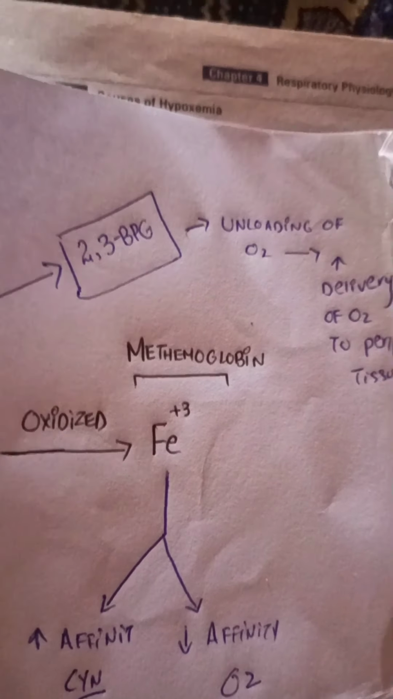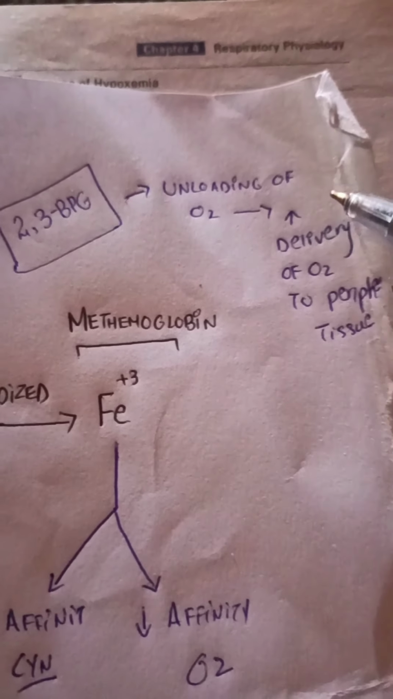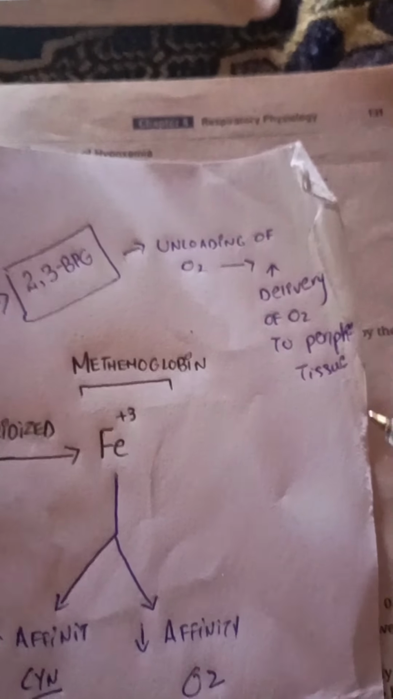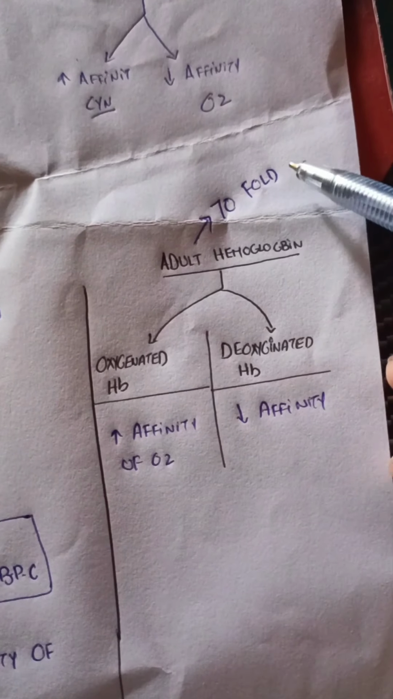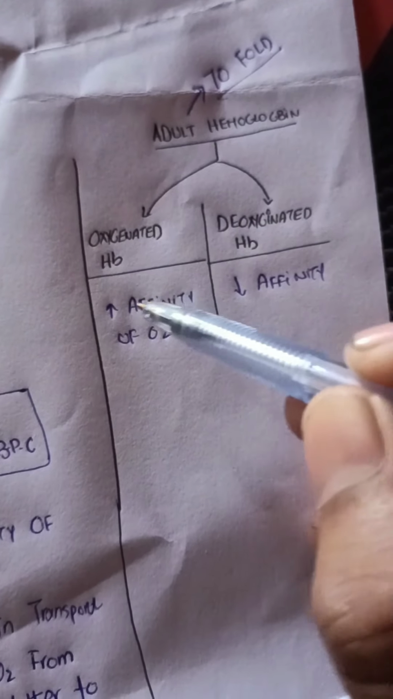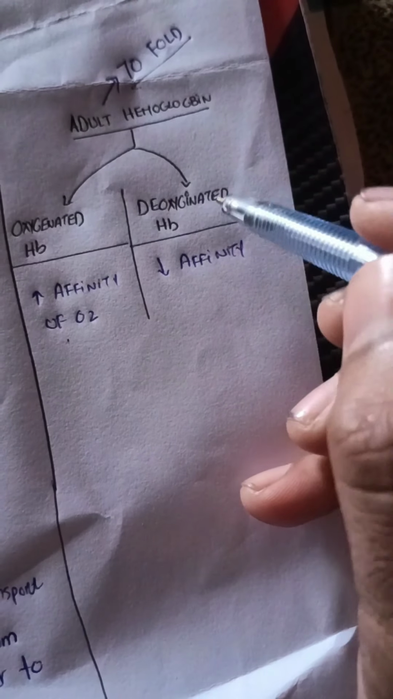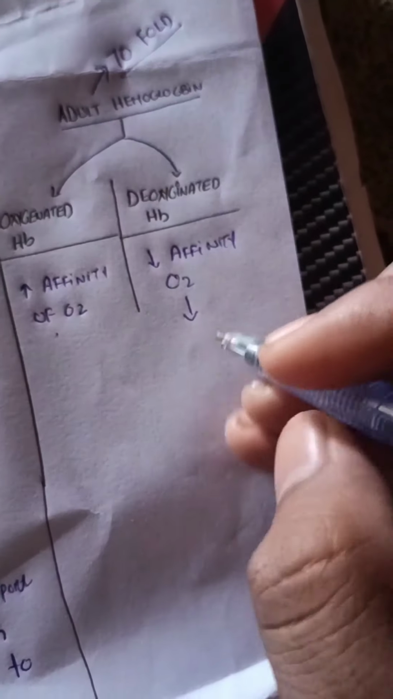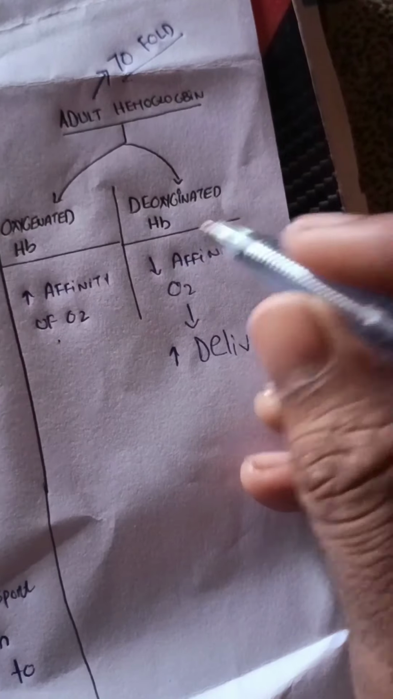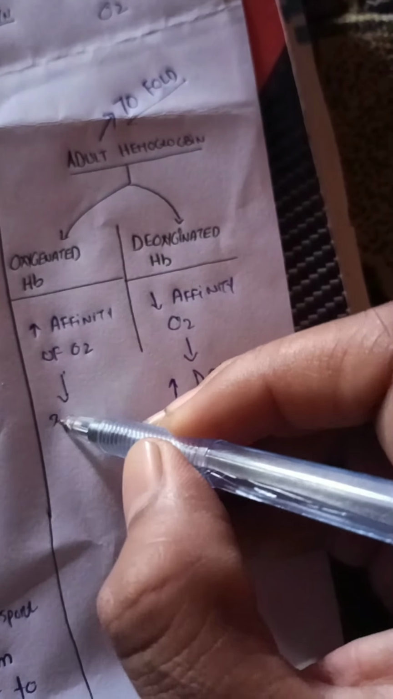Second thing, the beta globin chain is also responsible for 2,3 BPG binding, and when the beta chain binds 2,3 BPG, it leads to the unloading of O2, which causes increased delivery of O2 to the peripheral tissue. Adult hemoglobin increases the oxygen carrying capacity of the blood 70-fold. Oxygenated hemoglobin has increased affinity for O2, while deoxygenated hemoglobin has decreased affinity for O2, meaning increased delivery of O2. Increased affinity means more O2 binding to the hemoglobin, and the affinity of oxygenated hemoglobin is 300 times higher.